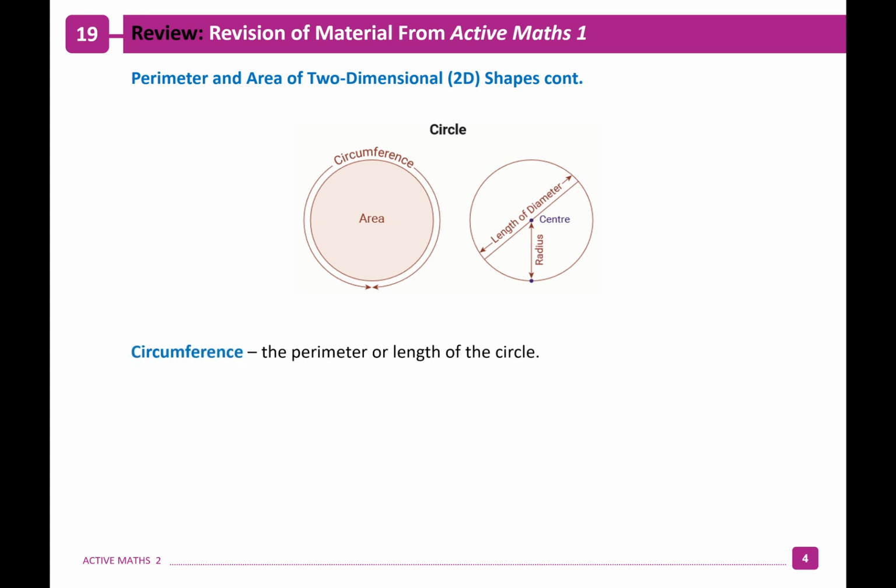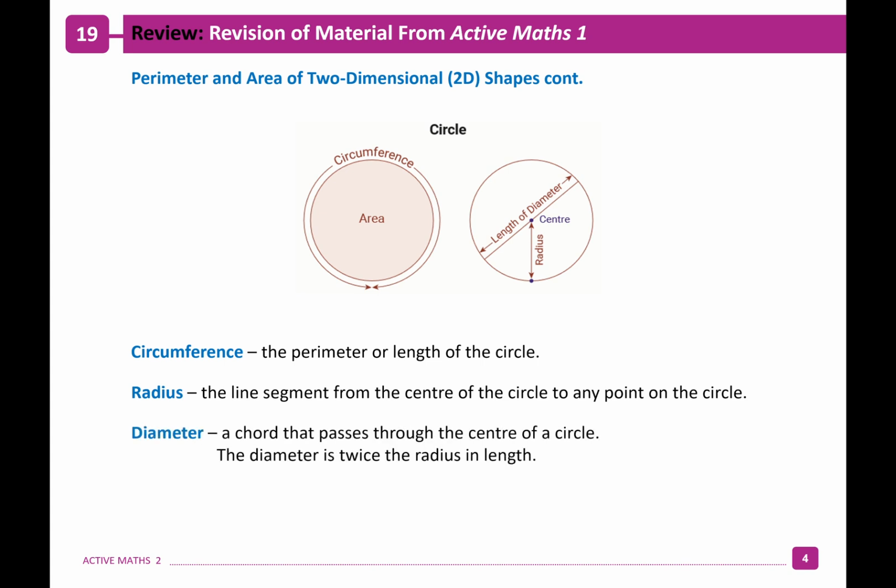The circumference of a circle is the perimeter or the length of the circle, and the radius is the line segment from the center of a circle to any point on the circle. The diameter is a chord that passes through the center of the circle, and it is always twice the radius. The area of a circle is given by pi r squared, where r is the radius, and pi is the number 3.14 or 22/7. The circumference is found by 2 times pi times r, the radius.